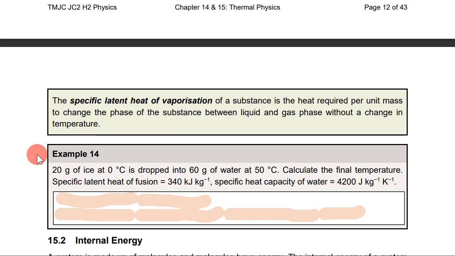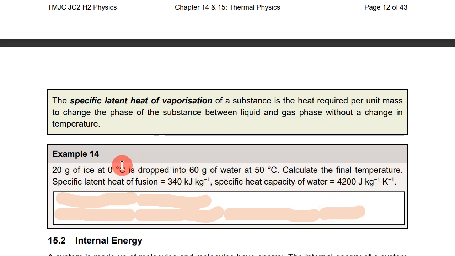Example 14. 20 grams of ice at 0 degrees Celsius is dropped into 60 grams of water at 50 degrees Celsius. Calculate the final temperature, given the specific latent heat of fusion and specific heat capacity of water.